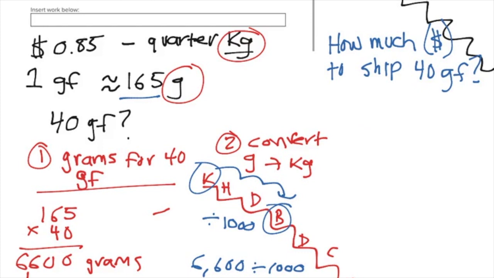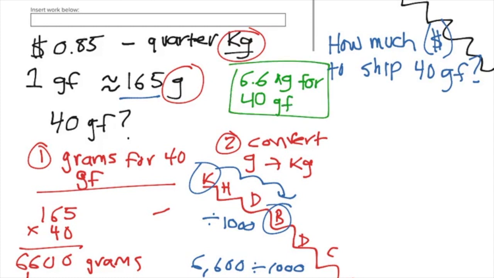6.6. I'm going to write that here so I remember. 6.6 kilograms for 40 grapefruit. Great. Okay. But now I need to figure out how much it's going to cost. I know that it's 85 cents for a quarter. That means for one, if I'm thinking quarter, that means 1/4. Okay, but I know that it's 6.6 kilograms. 6.6 kilograms is what I am sending, is the weight of the 40, of what I want to ship.